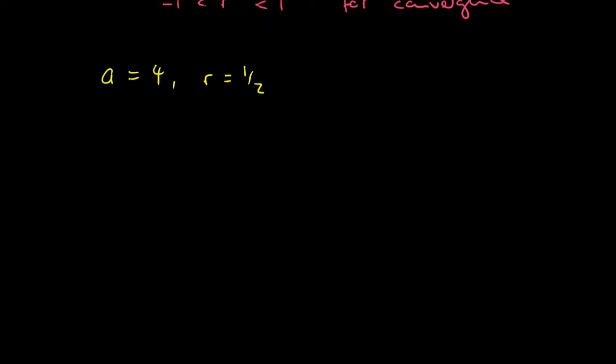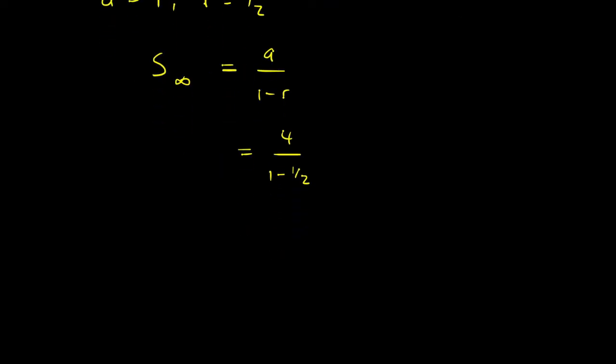Yeah, and so therefore we use the sum to infinity formula, which is a over 1 minus r. So we're going to get 4 over 1 minus a half, and 1 minus a half is a half, and 4 divided by a half is 8. Okay, so I get the answer there as 8. Let me just check the mark scheme. So, yeah, those answers are correct.